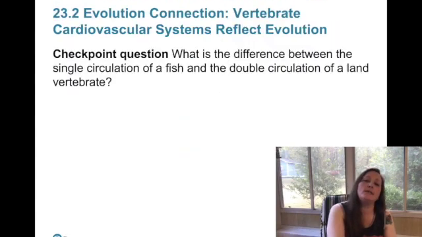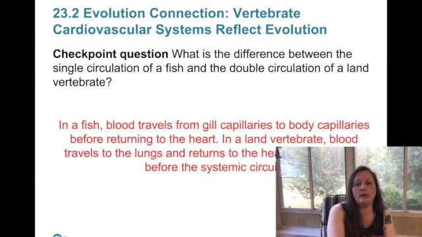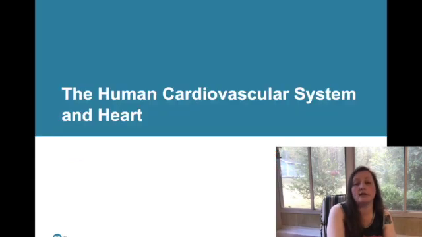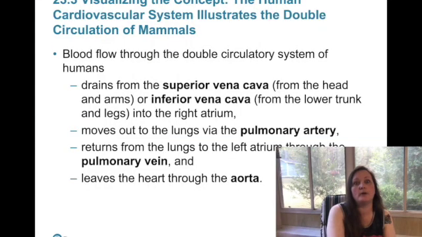What's the difference between the single circulation of a fish and the double circulation of a land vertebrate? Well, in the fish, the blood travels from gill capillaries to body capillaries before returning to the heart. In the land vertebrate, it goes from the lungs and returns to the heart a second time before the next circuit. So now we get to our humans. This is the main part that we cover.